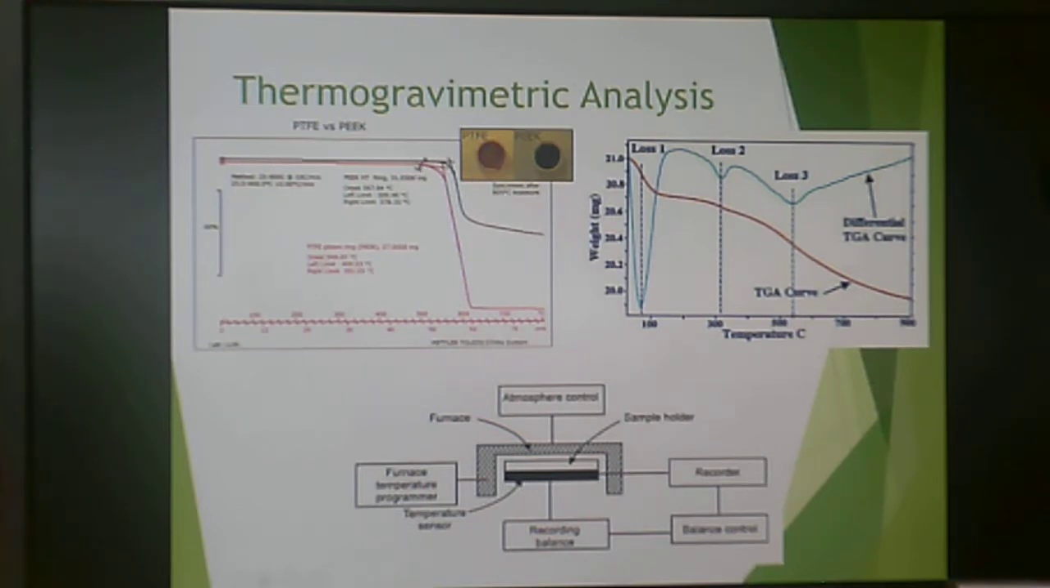In other words, you're just burning the crap out of this in a nitrogen environment. And when you start to see this depart from 100% weight, that's where you're starting to get weight loss due to degradation. So in the case of this particular material, you have a PTFE piston ring. That one starts to degrade at about 500 Celsius. And then your PEEK ring starts to degrade at about 567 Celsius.